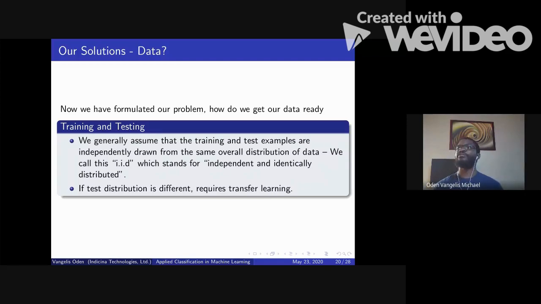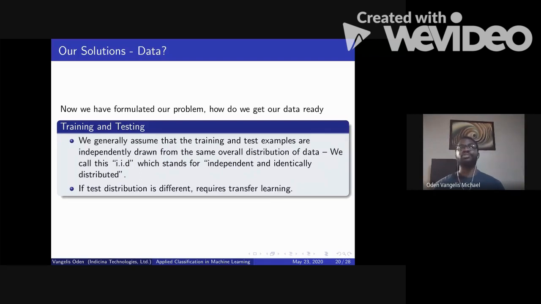So for instance, if I am collecting data on people who are taking loans in, for example, Lagos, I would take examples from Lagos. However, if I want to test that model, I have to test it on Lagos. I cannot take that model and go and test it on people who are taking loans in Kigali, for instance, right? It will not work. So I have to always take my data for training and also testing from the same overall distribution, right?